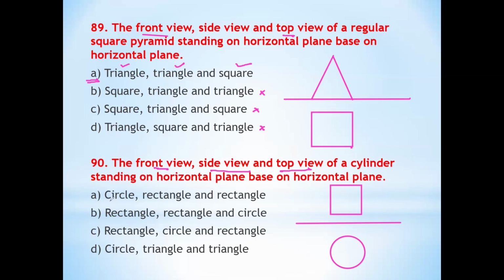Okay, option A: a circle as the front view. Are we getting a circle as the front view? No, it's not, so this option is not possible. Then B: front view as a rectangle, it's correct, which means we are getting a rectangle as the front view. Then next, side view. The side view is a rectangle. Okay, we'll check it out.